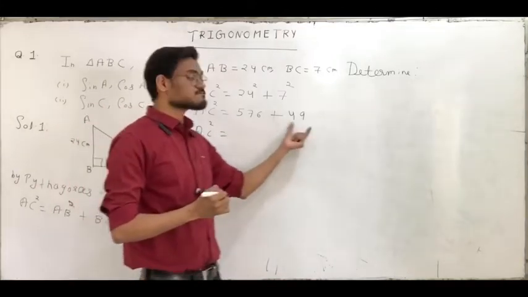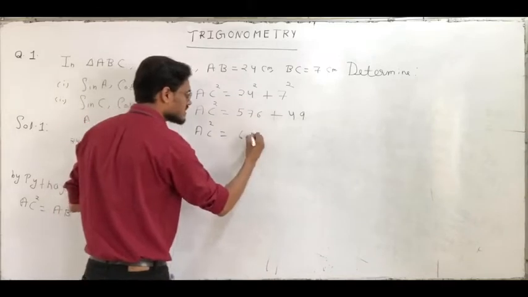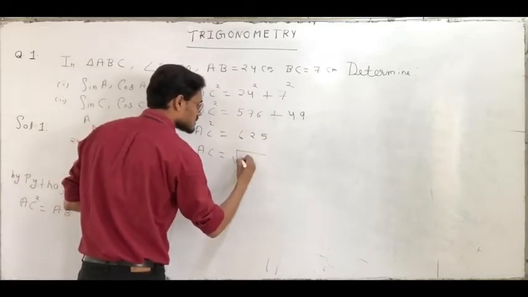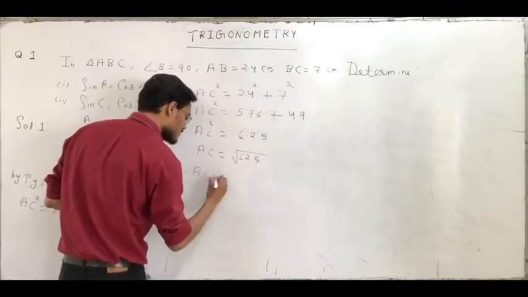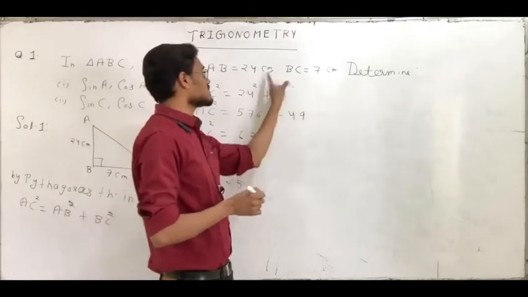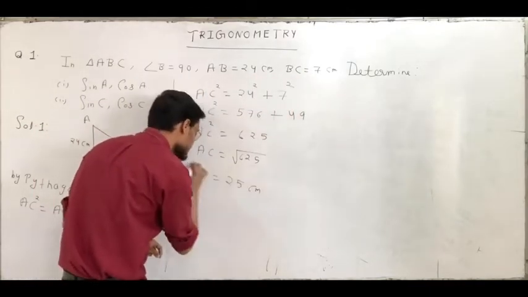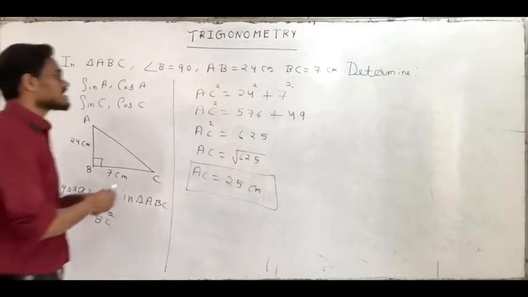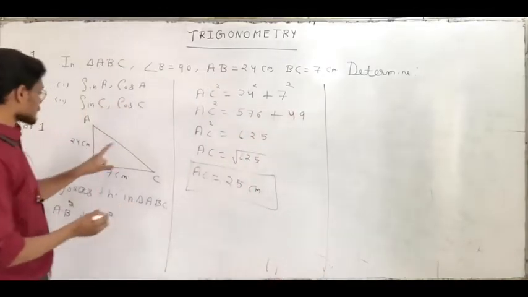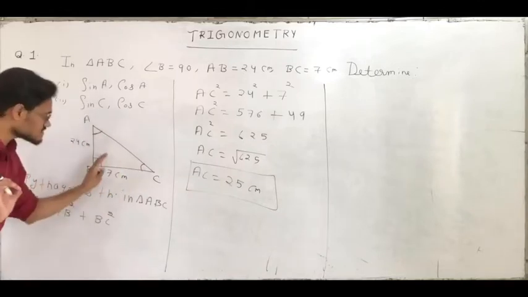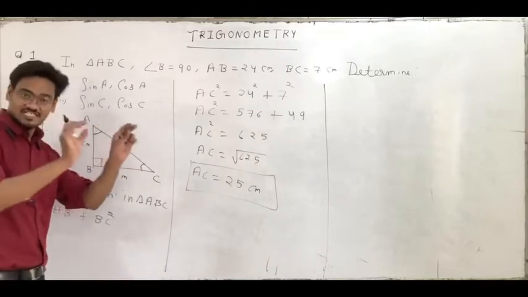Now 576 plus 49 is 625. So the value of AC is root 625, and the value of AC is 25. See, because the sides were in centimeter, the length of AC will also be in centimeter. Now we know all the three sides. We can easily calculate the trigonometric ratios of angle A as well as angle C because these two are acute angles. We have discussed them in the last lecture.